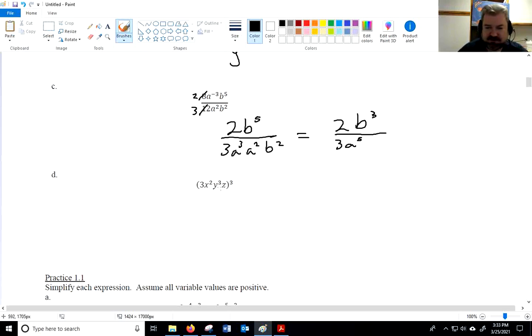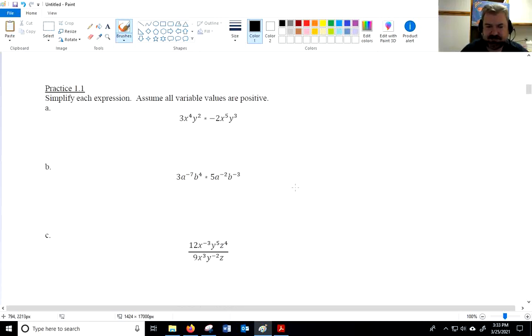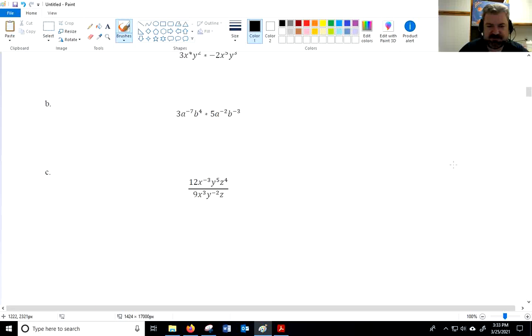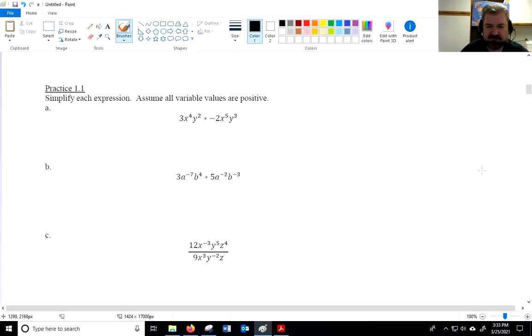All right, this is a power to a power, so 3 to the third is 27. Then x squared to the third becomes x to the sixth. This becomes y to the ninth, and then z to the third. All right, so I'd like you to pause the video, please, and then try these 4 exponent problems. Simplify, and don't leave any negative exponents in your answer.